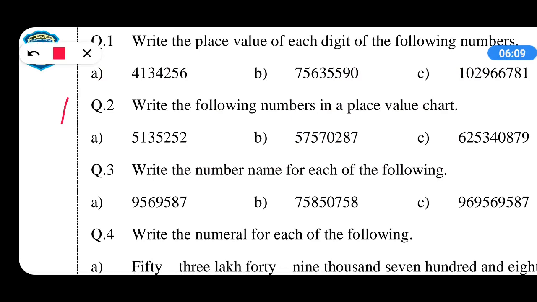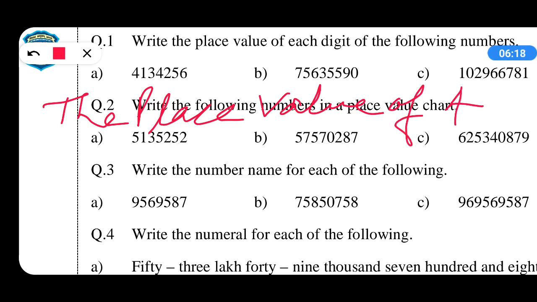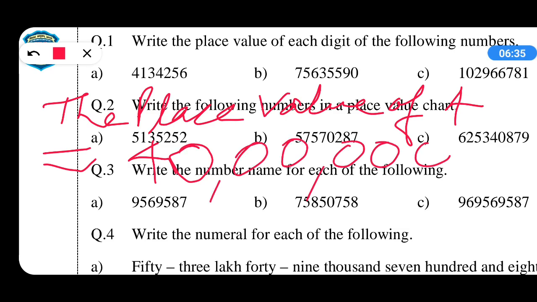The place value of 4 is 10 lakh, so 40 lakh. This is the place value of 4, right?